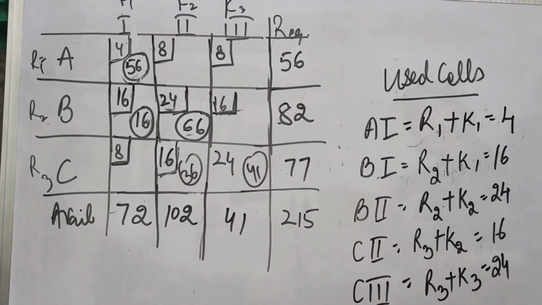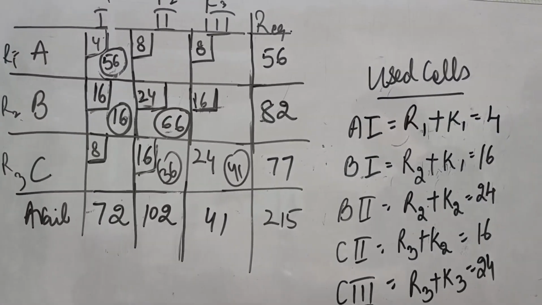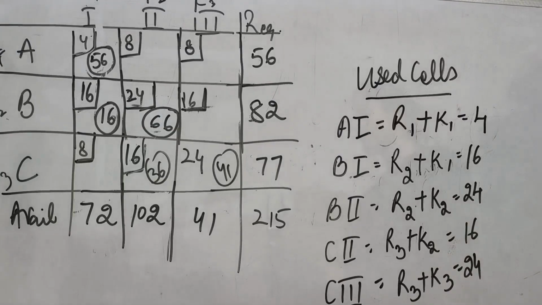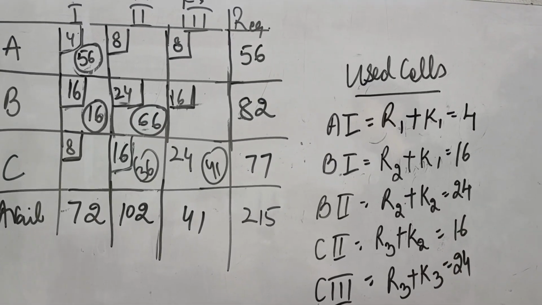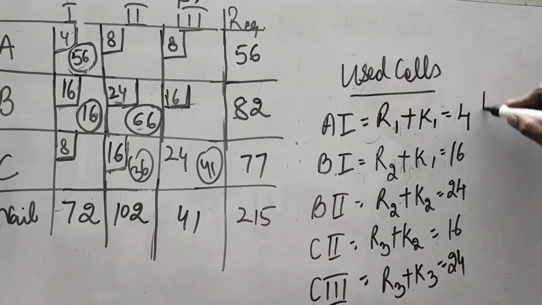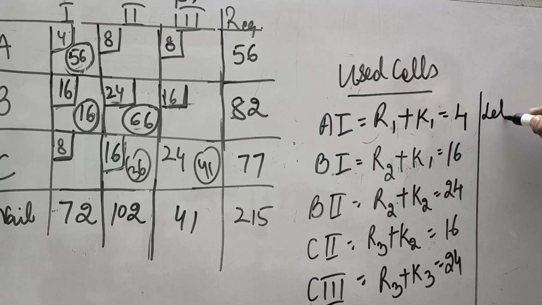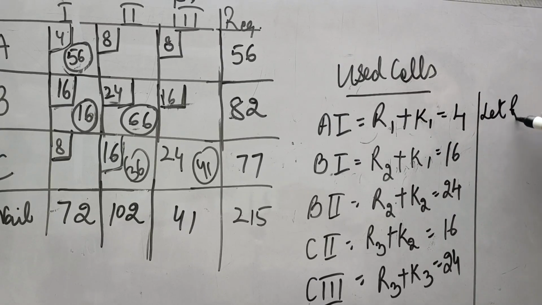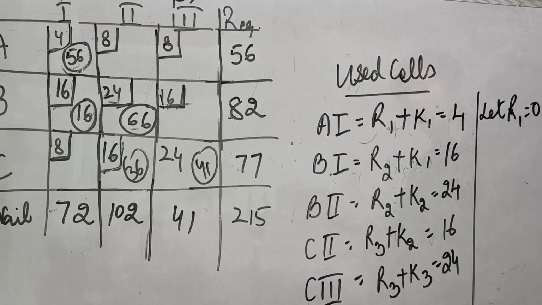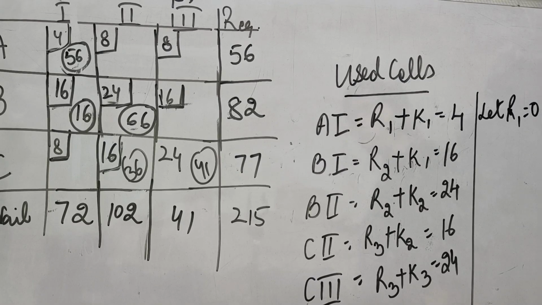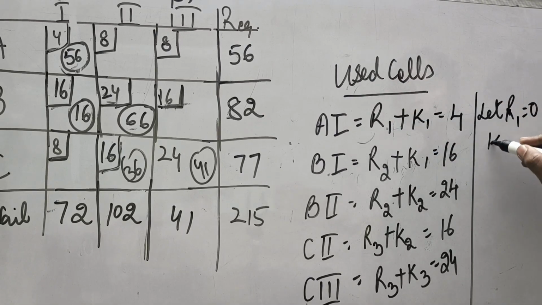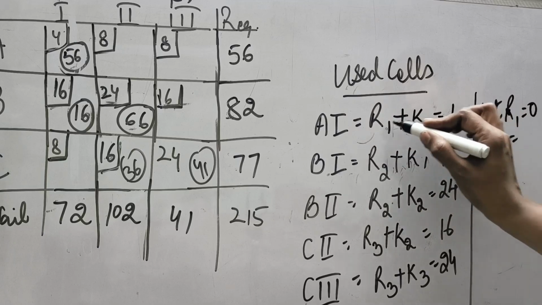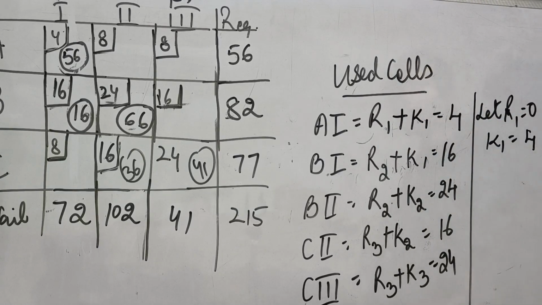Right? Now once you write these values, you have to further start the question. How will we start it? From these equations, we will try to find the values of R and K. So we will start by letting any one of them be 0. So I am letting R1 be 0. You can let any one of them be 0. If R1 is 0, what will be the value of K1? We will put here, K1 will be 4.